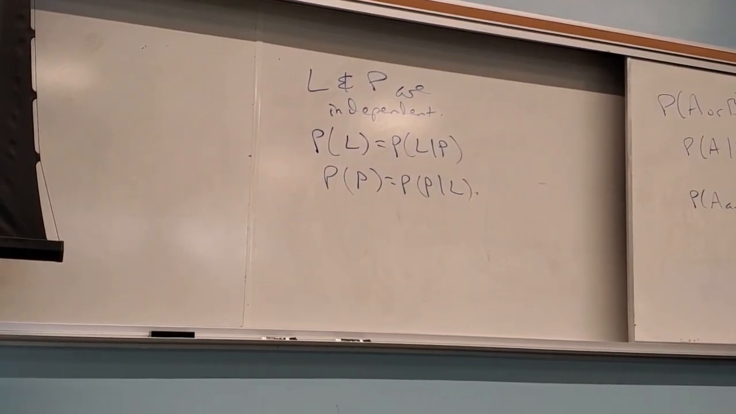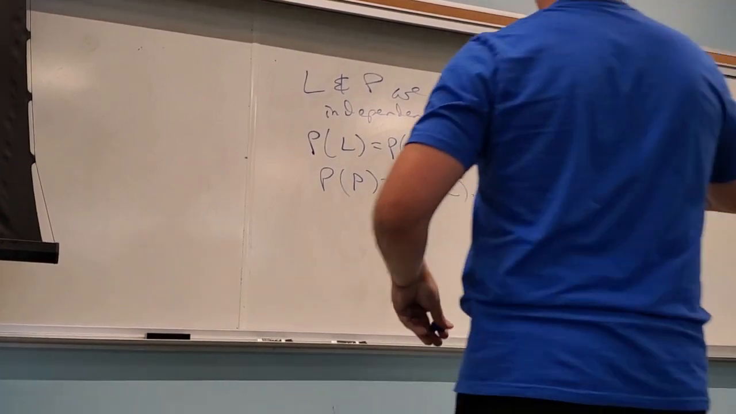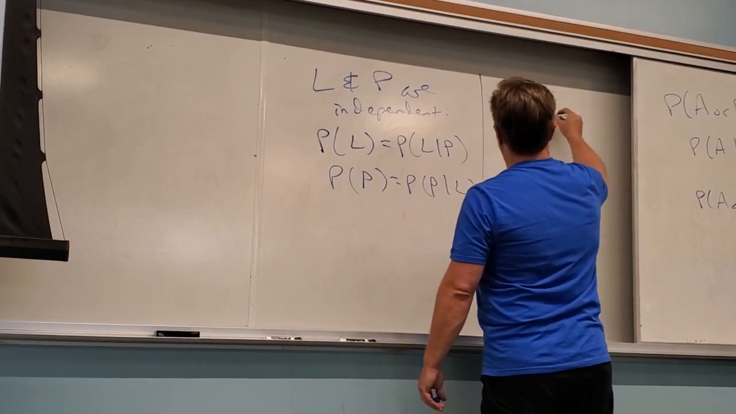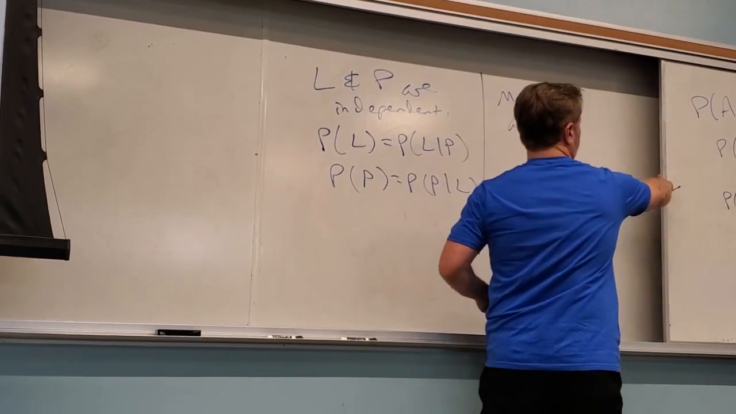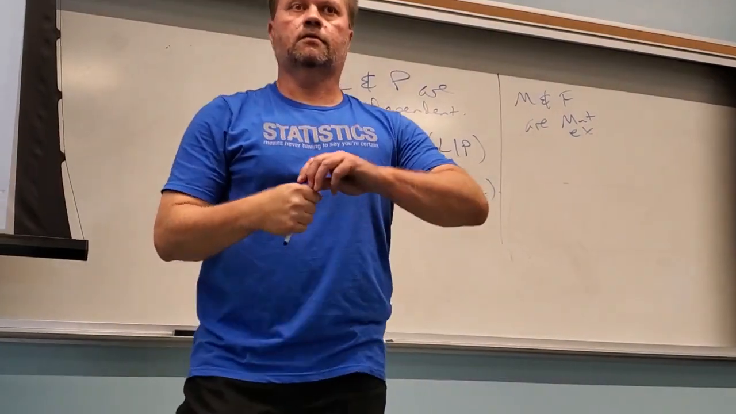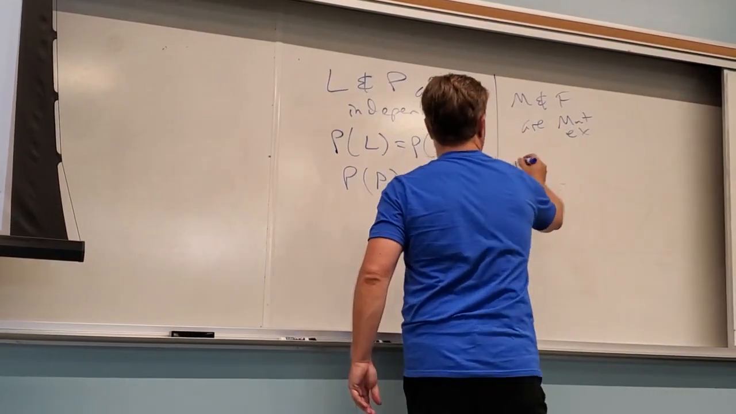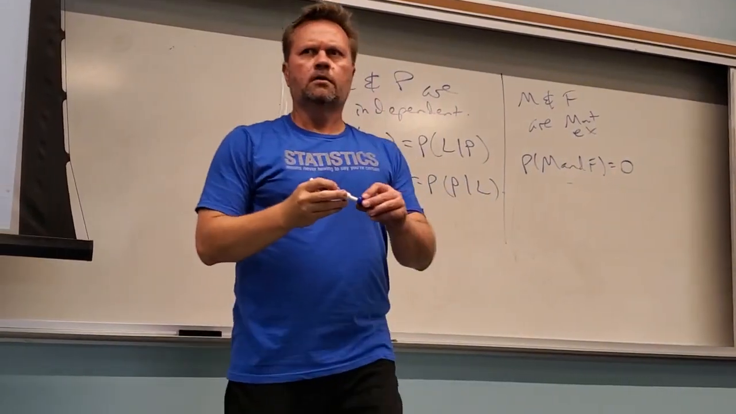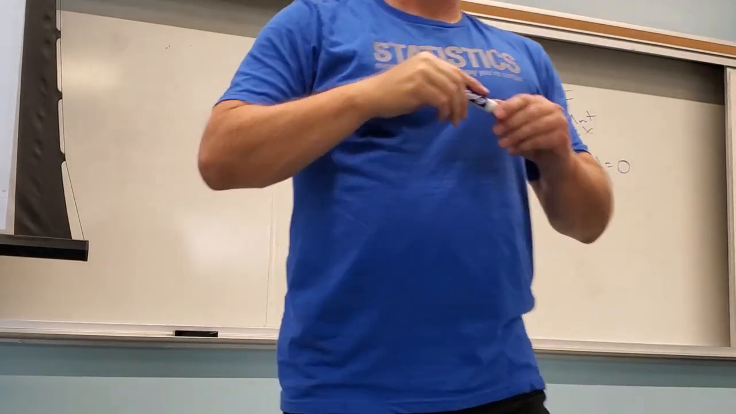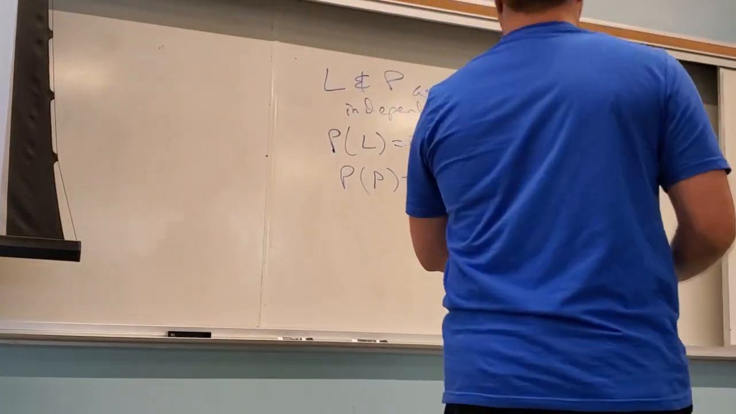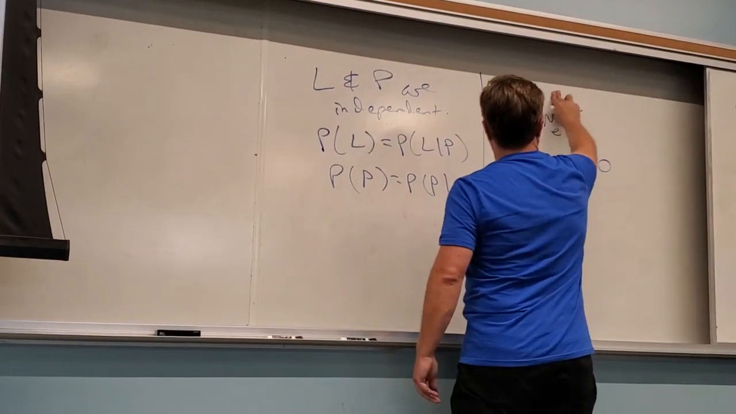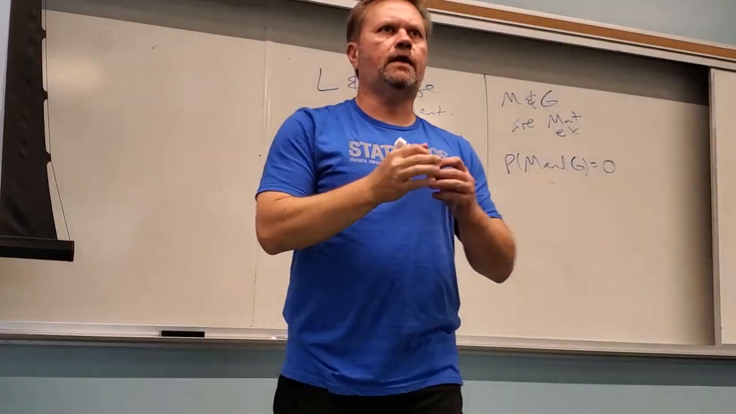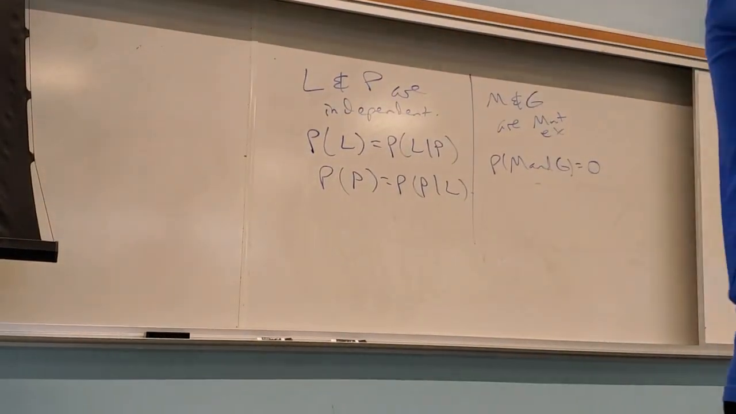What about mutually exclusive? What's the immediate? So if I said M and F are mutually exclusive, what can I immediately write down? P of M and F equals 0. P of M and F equals 0, right? Okay. Just to make sure everybody understands, I chose letters at random. I'm not trying to make any statement about anything. So if I say mutually exclusive, that means they cannot occur at the same time.